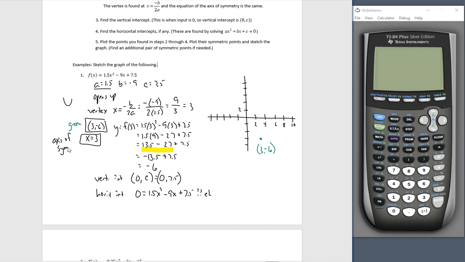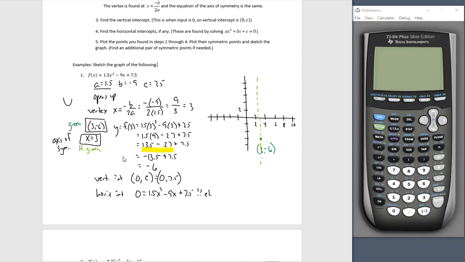I'm going to use x equals 3. That's a light green. X equals 3 goes right here, right through where x is 3. And it acts as a mirror, this axis of symmetry. It acts as a mirror.